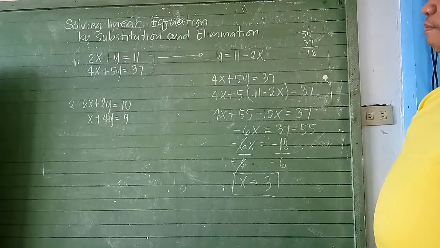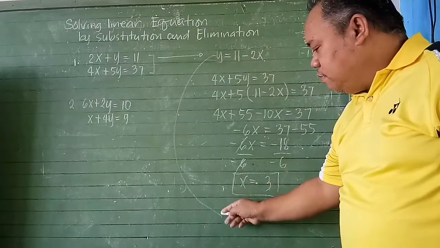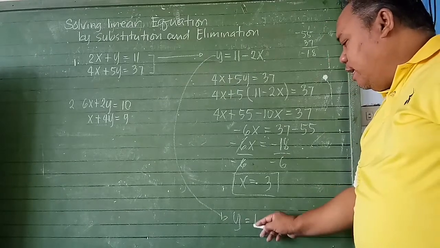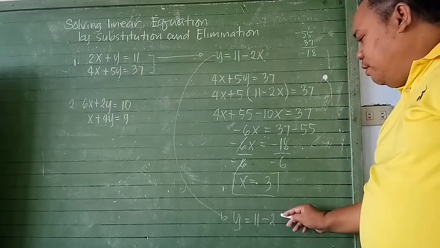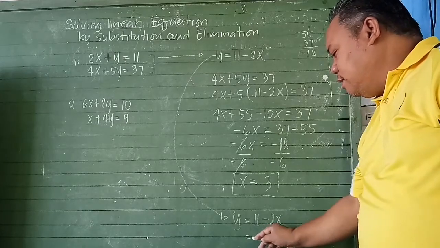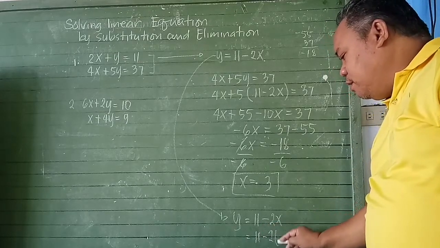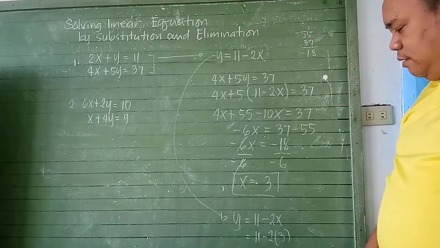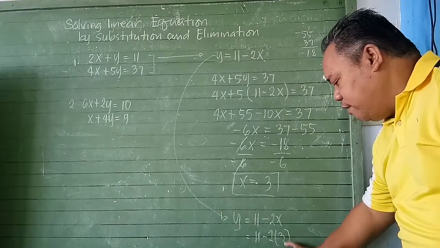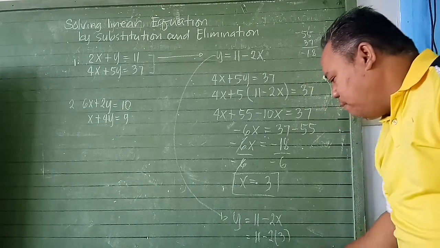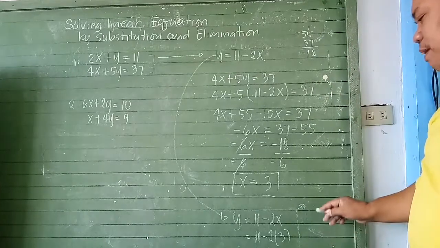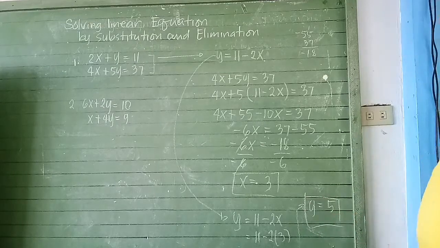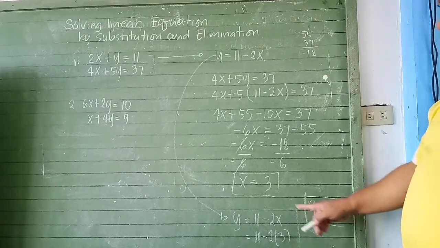Now, what will be the value of y? We're going to use this equation to find the value of y. So y is equal to 11 minus 2x. This is 11 minus 2 times 3, so this is 11 minus 6. Y is equal to 5. So this is the value of y and this is the value of x.